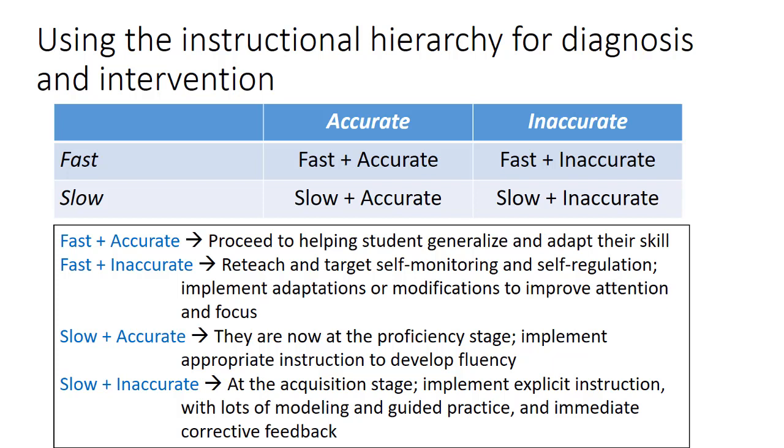If a student is slow and accurate, the student is at the proficiency stage. If a student is fast and accurate, the student is at either the generalization or adaptation stage. The fourth option, if a student is fast and inaccurate, doesn't fall into one of the 4 categories or stages of the instructional hierarchy, but it is common for students with learning difficulties to display this pattern. In this case, educators should help students learn to self-monitor and self-regulate.